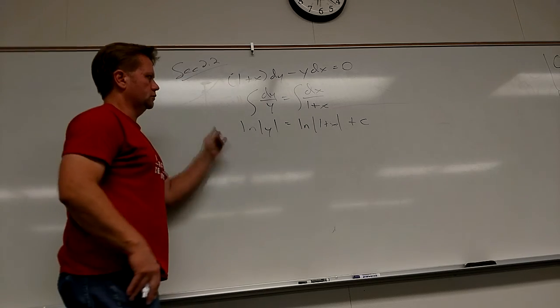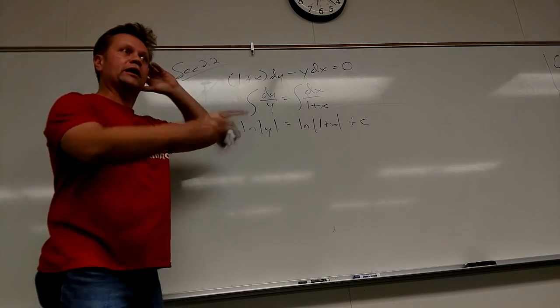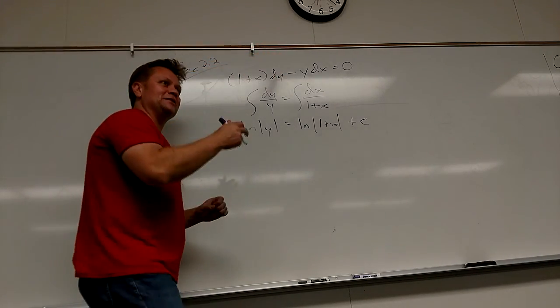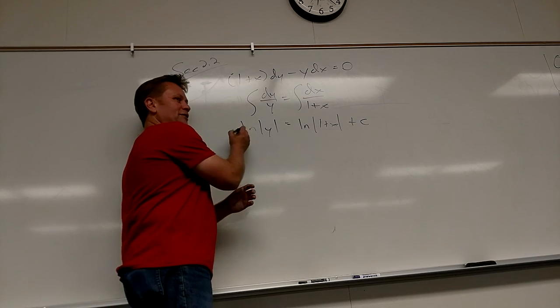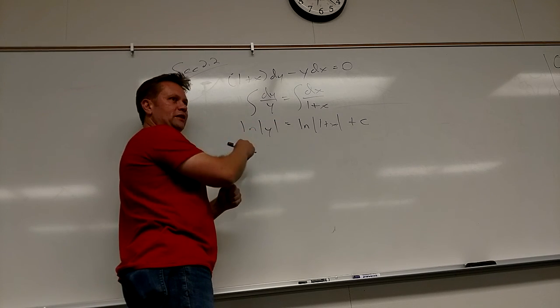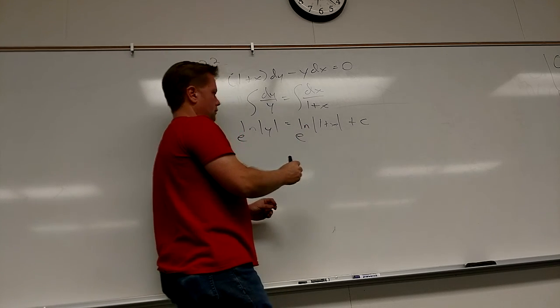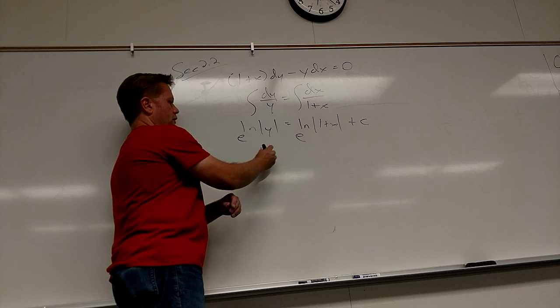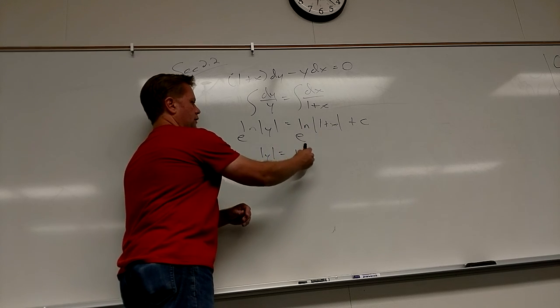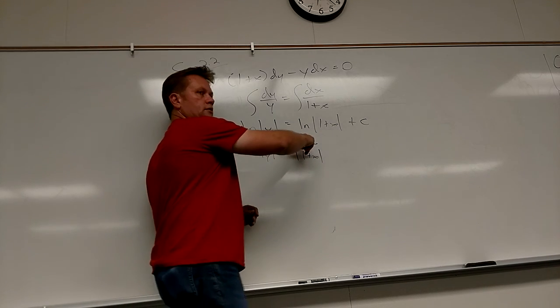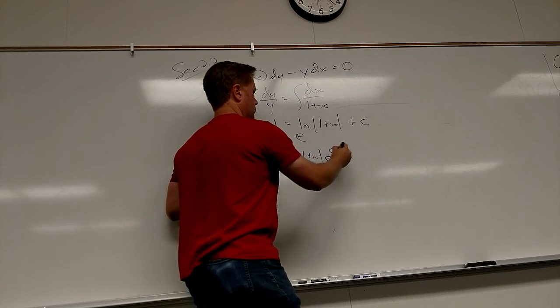Where do I go from here? I like it. What'd you say? Did you say e it? Yeah, I love it. That's exactly what I say. E both sides. So then you get absolute value y equals absolute value 1 plus x, times e to the c.